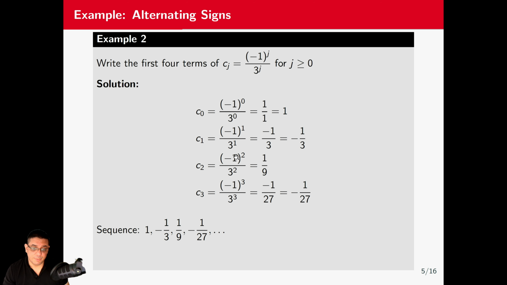C of 2 will be minus 1 squared over 3 squared, which is going to give me 1 over 9. And so on, minus 1 to the 3 over 3 to the 3 is going to give me minus 1 over 27. So this gives me the first 4 terms: 1, minus 1/3, 1/9, minus 1/27. Notice that this minus 1 to the j makes the signs of the terms alternate. First it was positive, then negative, then positive, then negative. So remember, the minus 1 to the j is always going to create an alternating sign pattern.